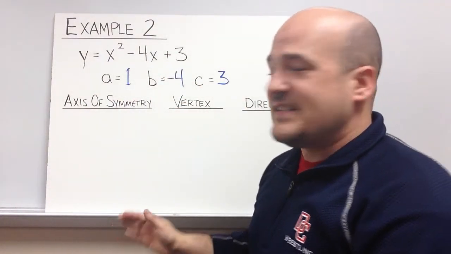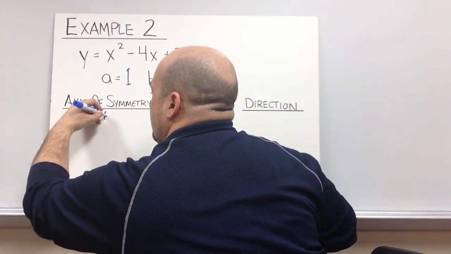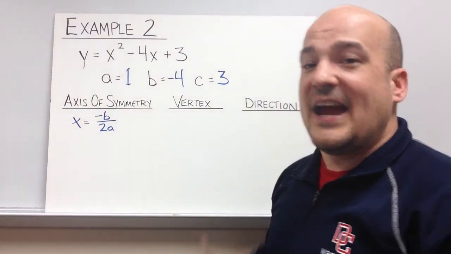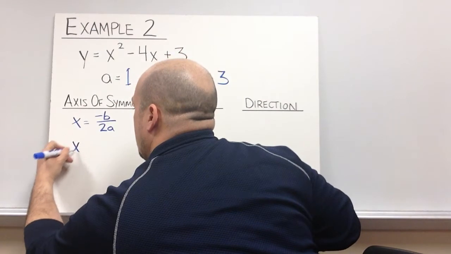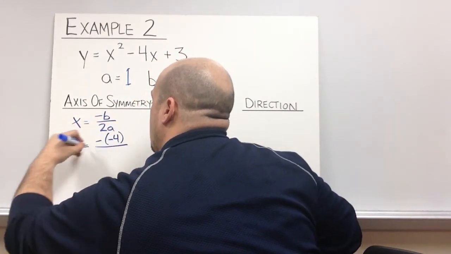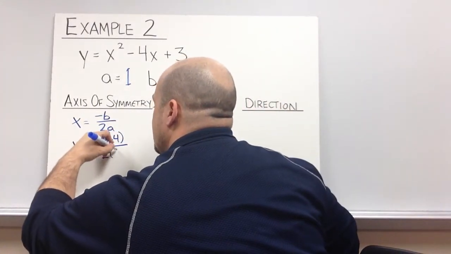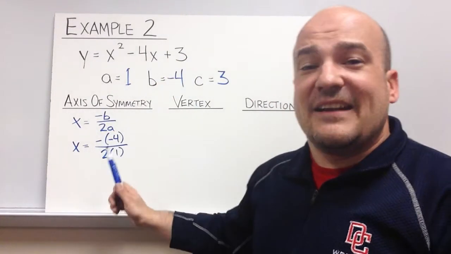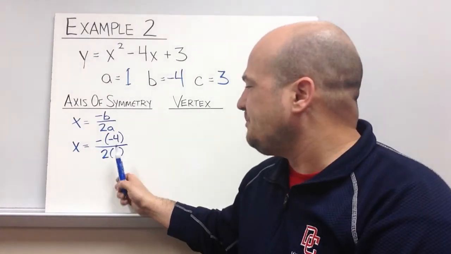My formula for axis of symmetry is x equals negative B over 2A. Okay? So I look for my B, which is negative 4. And then in my denominator, I've got 2 times A, which is 1. Okay, so this negative 4 thing, this is where a lot of my students make mistakes. So let me just talk about it for a moment.